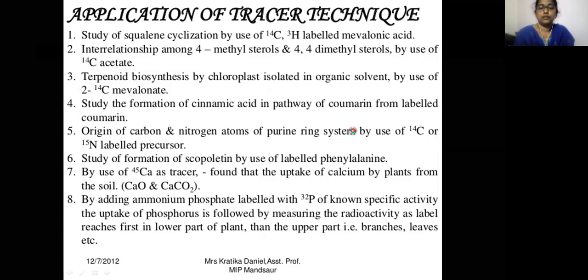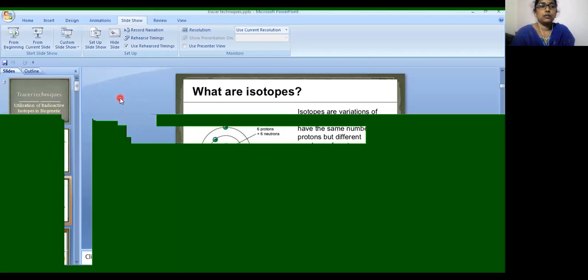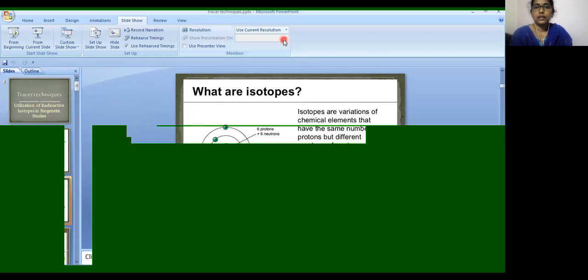So this completes our tracer techniques. By this topic the first unit is completed. Okay, welcome. We'll see you with the next topic in the next class.